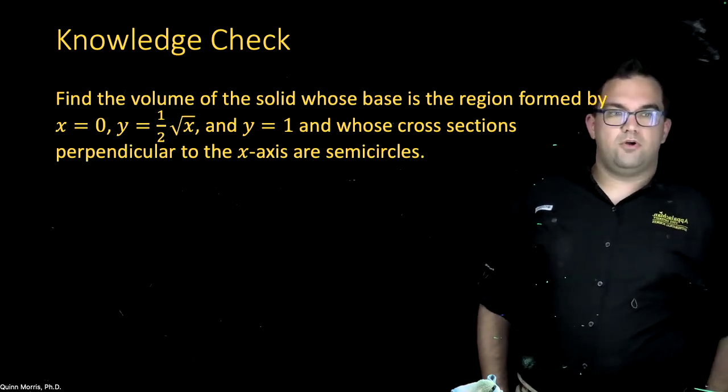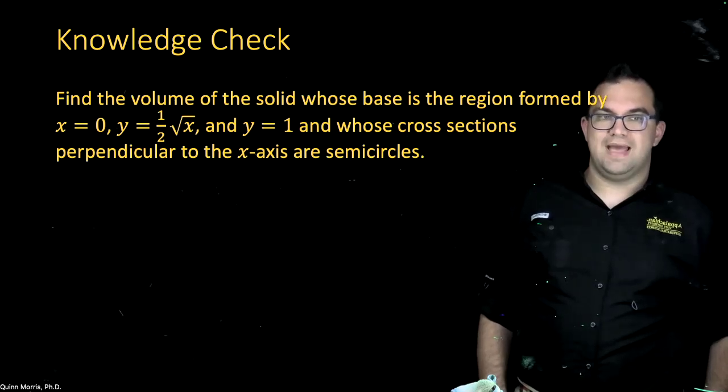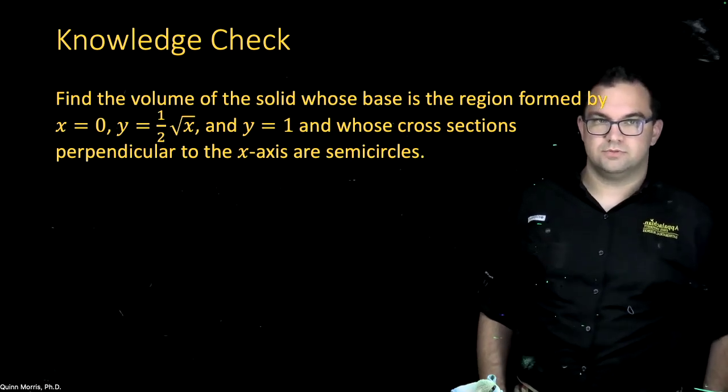So I want you to find the volume of the solid whose base is the region formed by x is equal to 0, y is equal to 1/2 square root of x, and y is equal to 1, and whose cross sections perpendicular to the x-axis are semicircles.